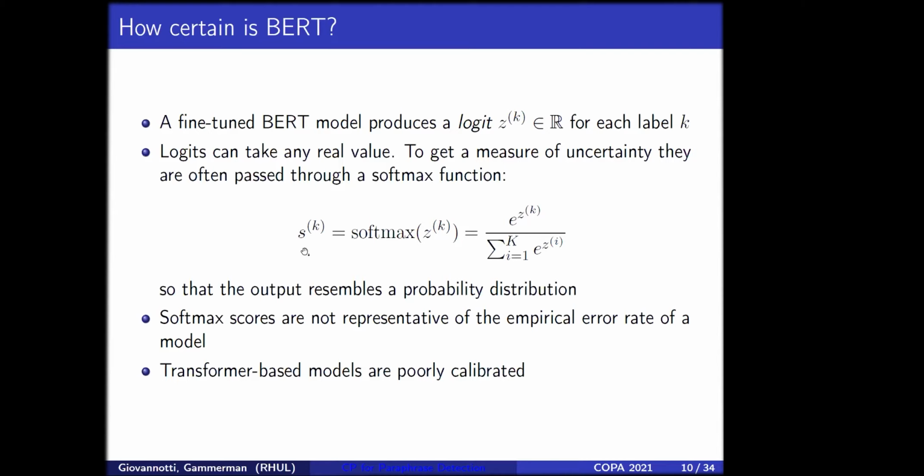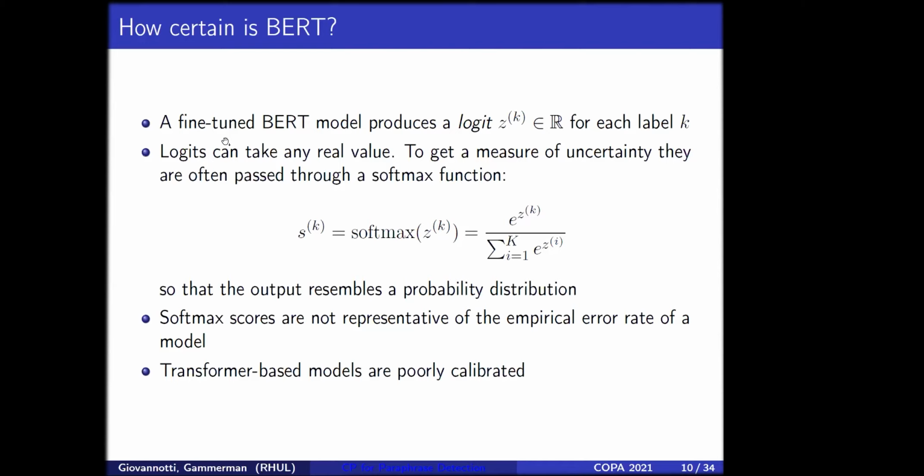This is why usually they're passed through a softmax function to get scores in the interval [0, 1]. And now the output resembles a probability distribution. But still, these scores are not representative of the empirical error rate. So there's no guarantee that if I get a 0.8 softmax score, I am right 80% of the time. In general, transformer-based models can be poorly calibrated, and they're not reliable in terms of uncertainty.